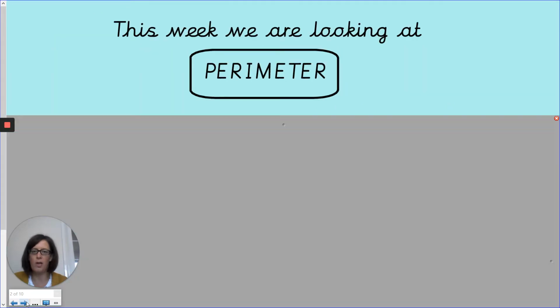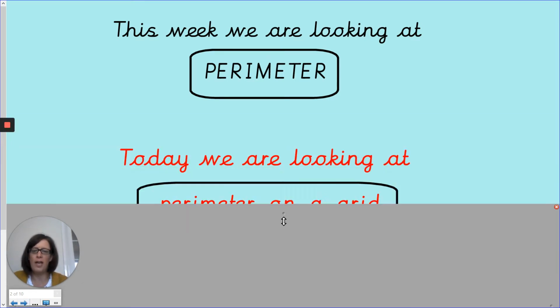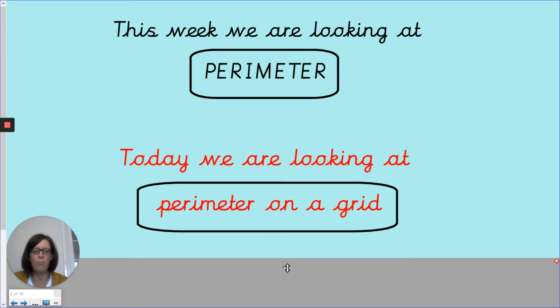So this week we're going to be looking at perimeter. We have looked at perimeter before in year 4. Have a think, can you remember what it means by perimeter? Today in particular, we're going to be looking at perimeter on a grid.